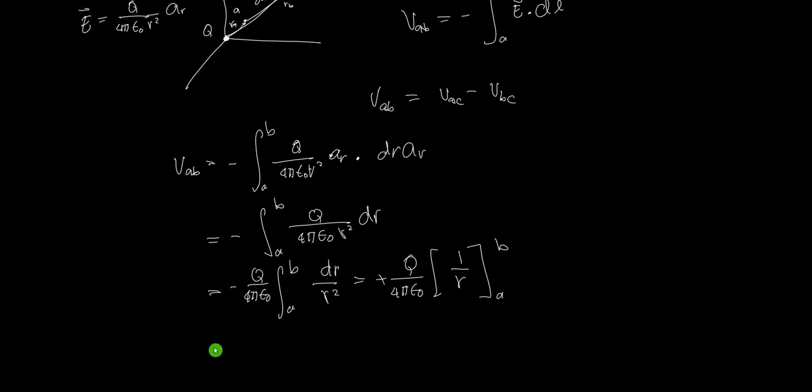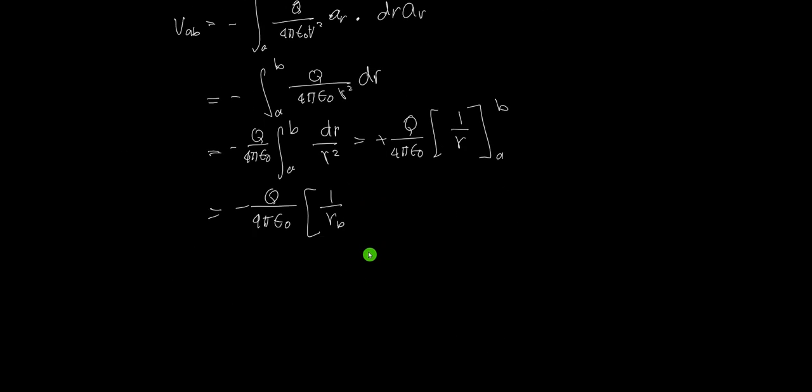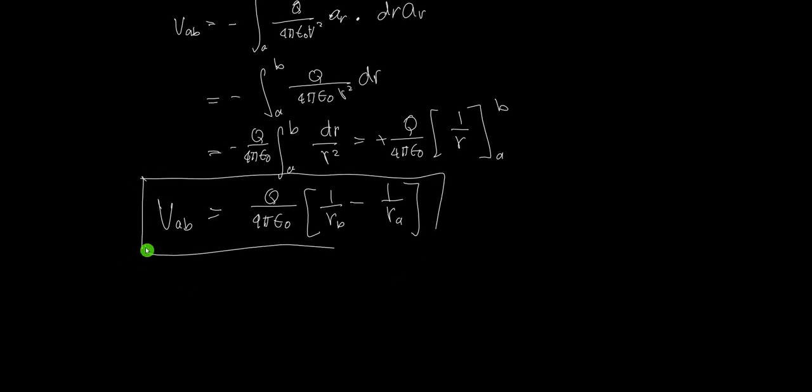If we apply the upper limit minus the lower limit, this will be negative Q all over 4 pi epsilon naught, times 1 over the upper limit R_B, the distance from point B, minus 1 over R_A, the distance from point A. Making it positive, this will be the formula for V_AB at 2 points A and B in an electric field.